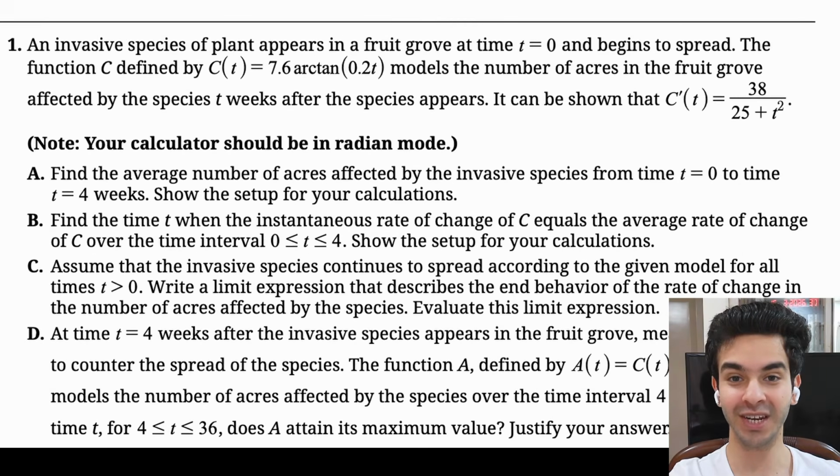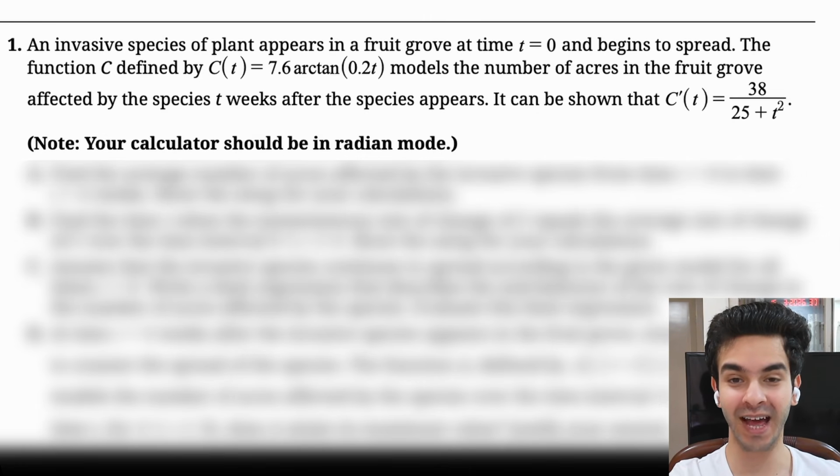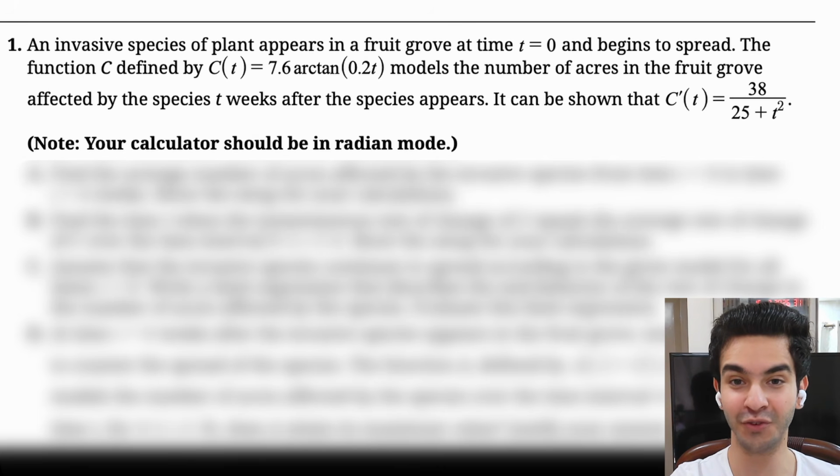Okay, so let's read the question. An invasive species of plant appears in a fruit grove at time t equals 0 and begins to spread. The function c of t equals 7.6 arctan 0.2t models the number of acres in the fruit grove affected by the species t weeks after the species appears. And then they give us the formula for the derivative of c, which is actually very useful.